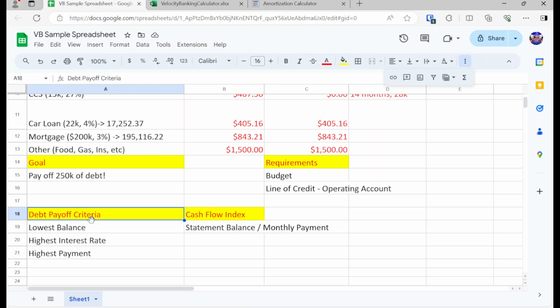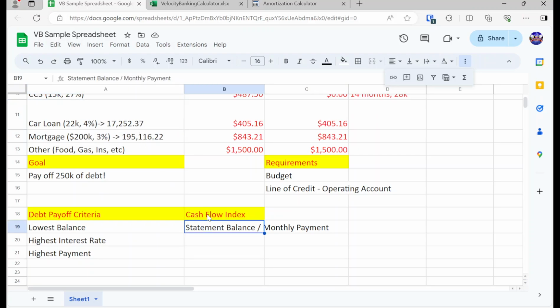So there's two ways to figure out what debt you're going to focus on. It's going to be the lowest balance, highest interest rate, and highest payment, right? And so you can see this one actually fits two of the criteria. This one has the highest payment, but this one has the lowest balance and highest interest rate, right?